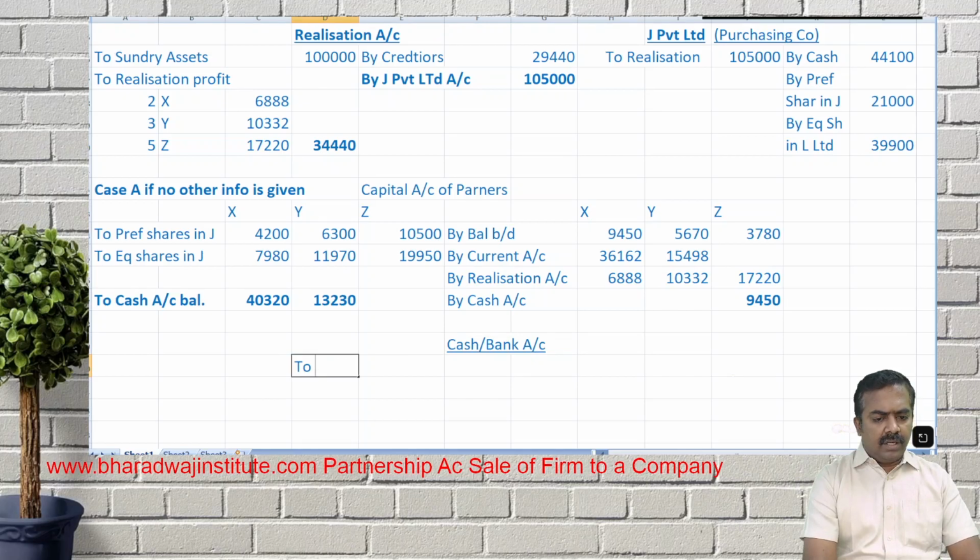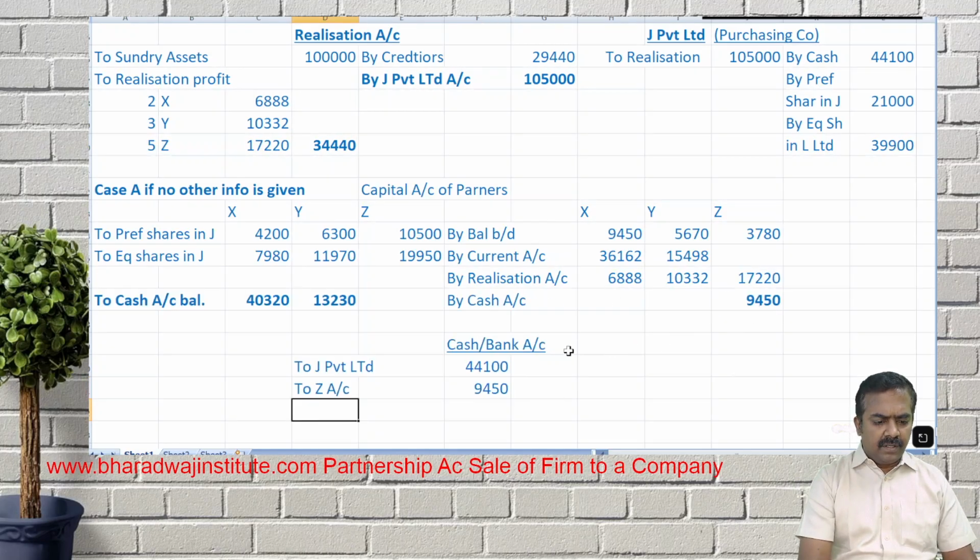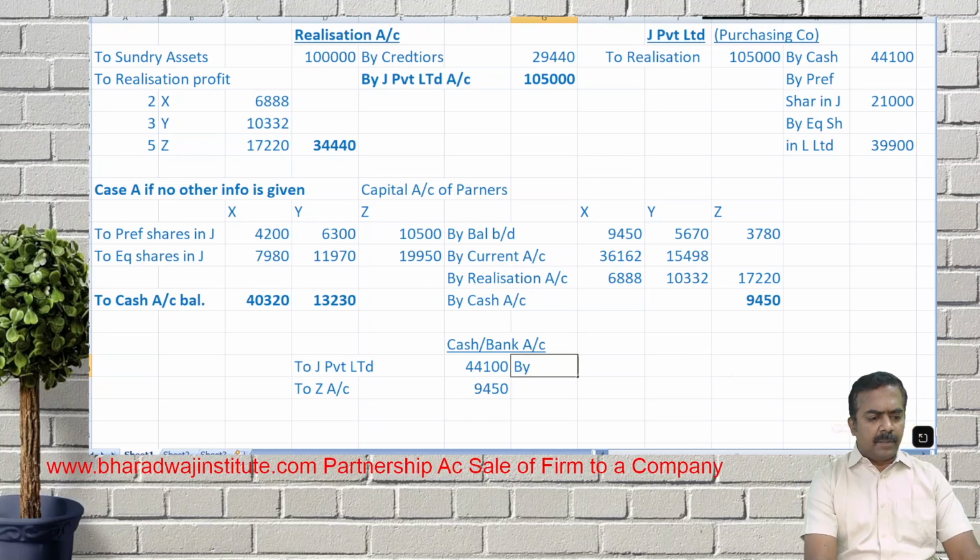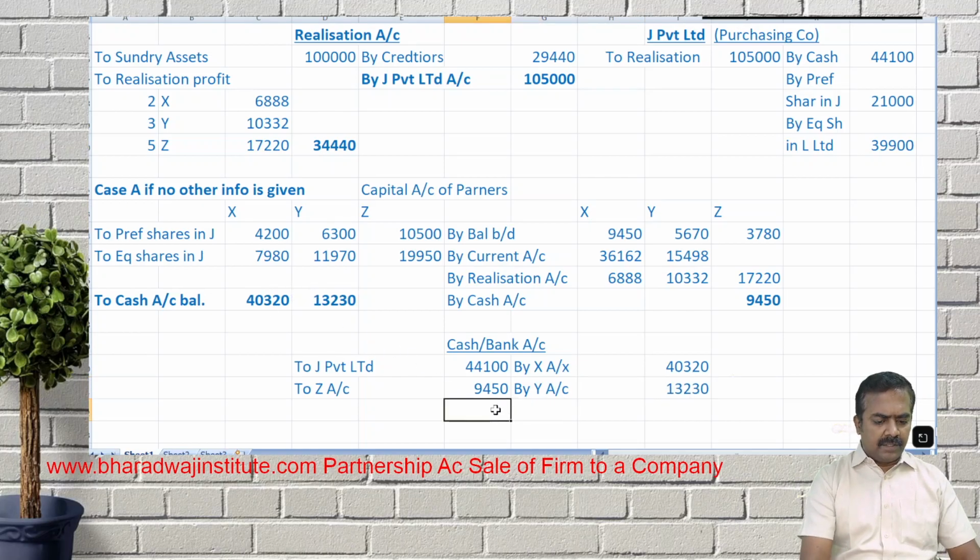To what is the company? Jalan Private Limited. How much have we received? 44,100. To Z account, how much have we received from them? 9450. And we pay to the partners. To whom have we paid? Axis Capital account, this 40,320, by Y's Capital account. How much have we paid? 13,230.